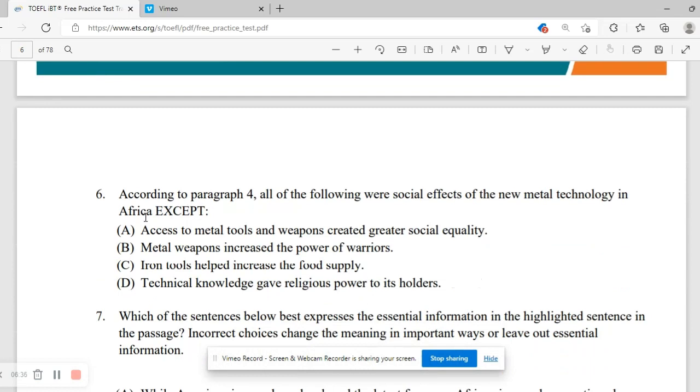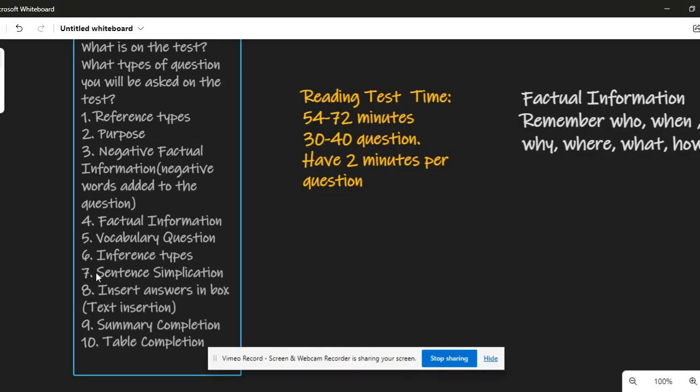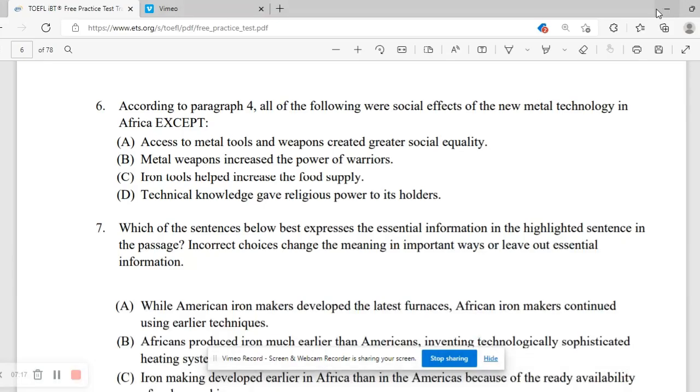Okay, according to paragraph four, all of the following are social effects of the new metal technology in Africa, except. So if you find any negative word, for example "not" or "except", added to the question, that means it is a negative factual information question. Let's go back to the slide here. The negative factual information question is number three. So if a negative word is added to the question, that means it is a negative factual information type question. Let's go back to the ETS slide.